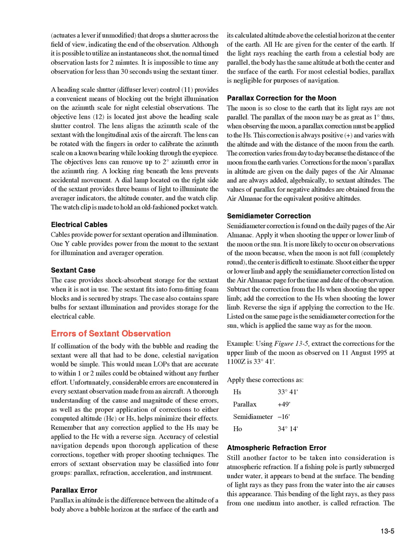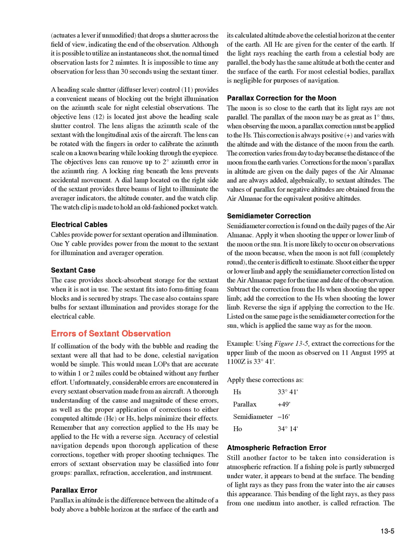Parallax error. Parallax in altitude is the difference between the altitude of a body above a bubble horizon at the surface of the Earth and its calculated altitude above the celestial horizon at the center of the Earth. All HC are given for the center of the Earth. If the light rays reaching the Earth from a celestial body are parallel, the body has the same altitude at both the center and the surface of the Earth. For most celestial bodies, parallax is negligible for purposes of navigation.